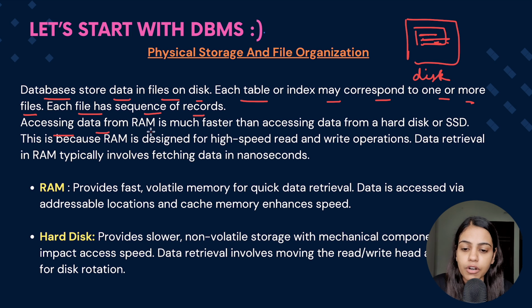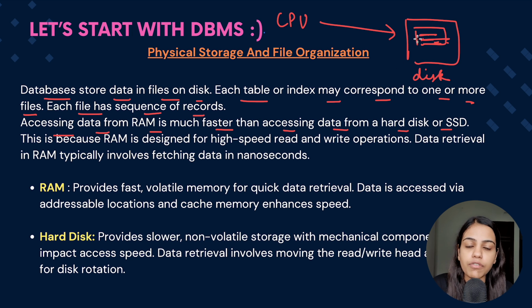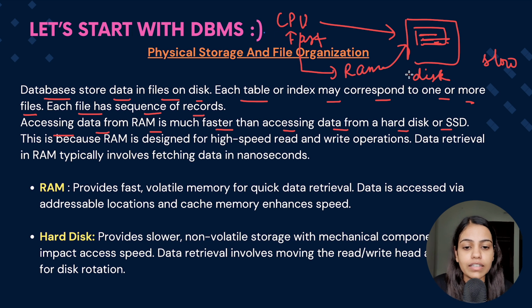Now accessing data from RAM is much faster than accessing data from a hard disk or SSD. There is a CPU which accesses some data from the hard disk or from the SSD. But the CPU is very fast and the hard disk or SSD is very slow. So it's better that the CPU doesn't make a direct query to the hard disk. It goes to the RAM and the RAM makes a query to the hard disk so that this process is streamlined. This is because RAM is designed for high-speed read and write operations. Data retrieval in RAM typically involves fetching data in nanoseconds.